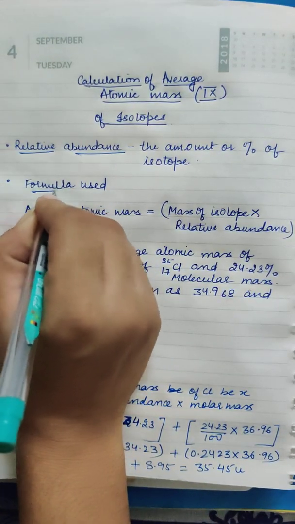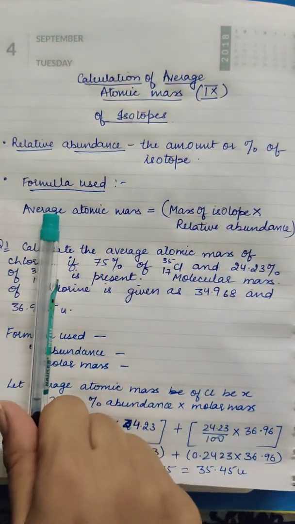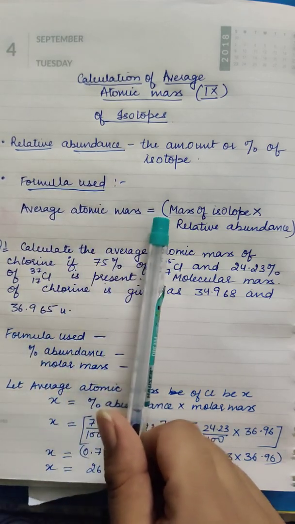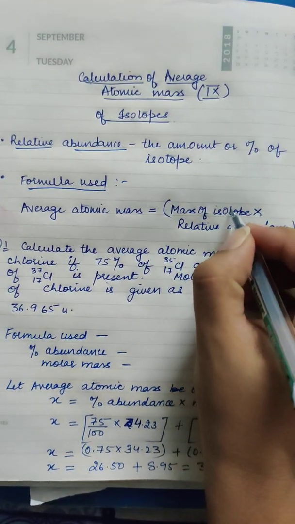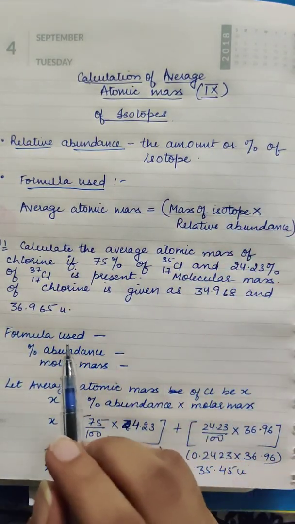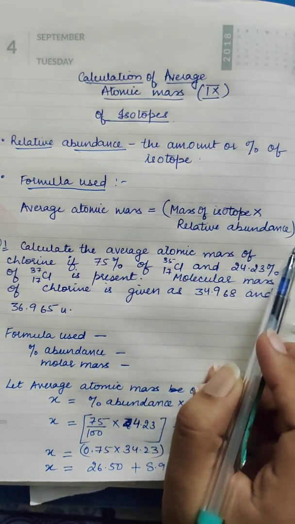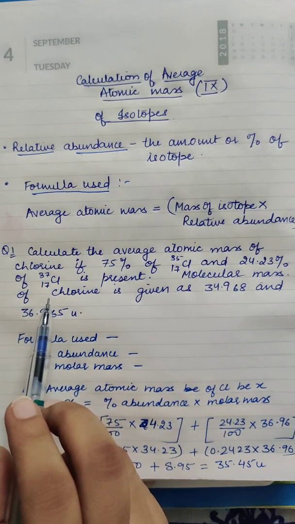Now there is a particular formula which is used to calculate the average atomic mass. How can we calculate it? Average atomic mass is equal to the mass of the isotope, whatever mass will be given to you for the isotope, multiplied by the relative abundance. For example, I have taken one question over here. You can go through the question.